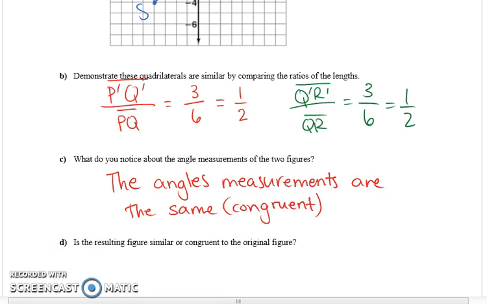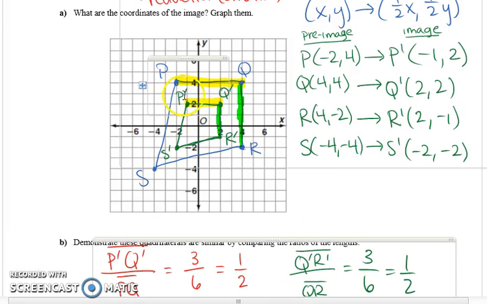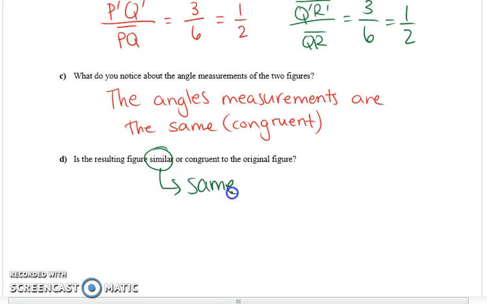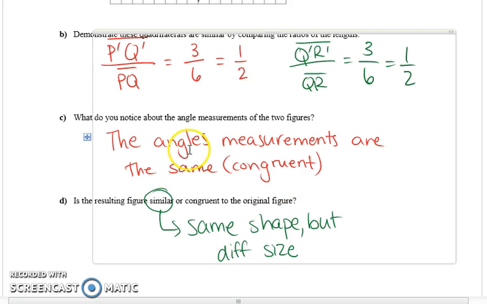Now, the last question here is: is the resulting figure similar or congruent to the original figure? Now we're actually talking about the entire figure itself. If you look at the image, P prime, Q prime, R prime, S prime, it is smaller than the original quadrilateral, but it's still the same shape. It's just not the same size. So to answer this question, the resulting figure is similar. The reason is because it is the same shape, but a different size. The only thing that stayed congruent when we did a dilation was the angles.